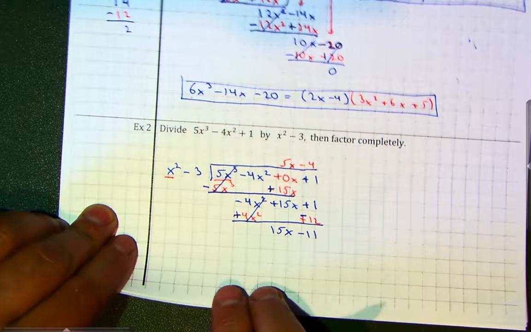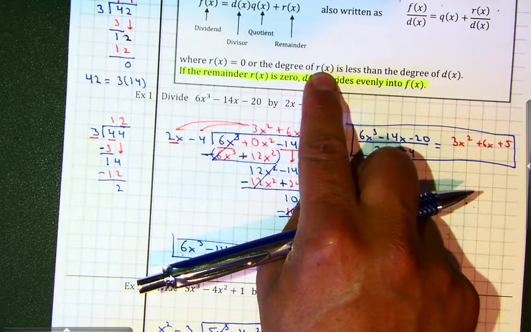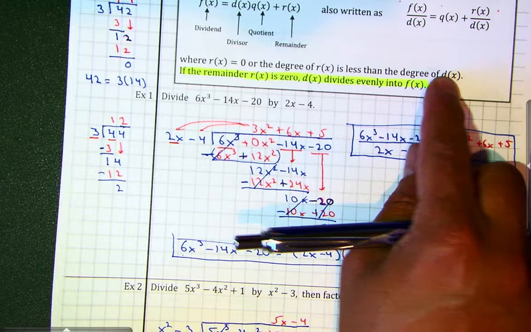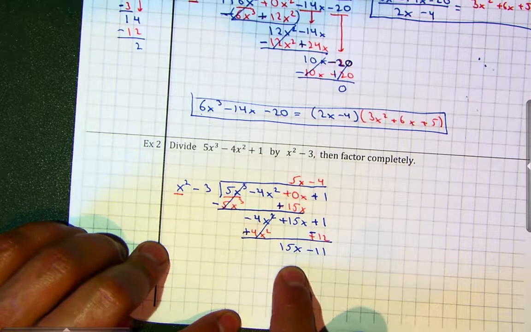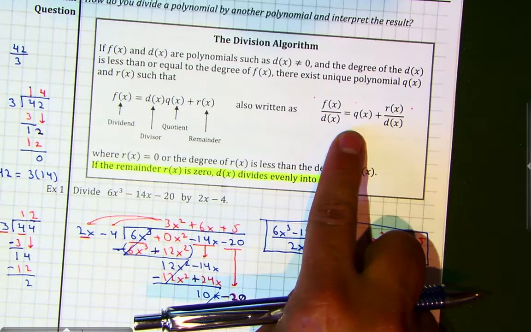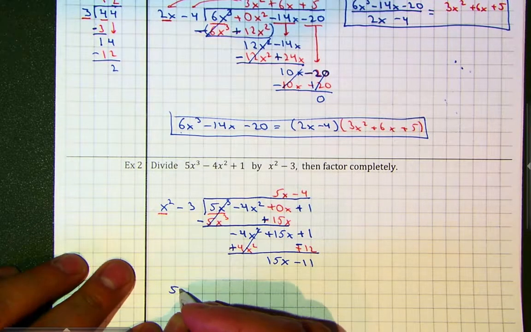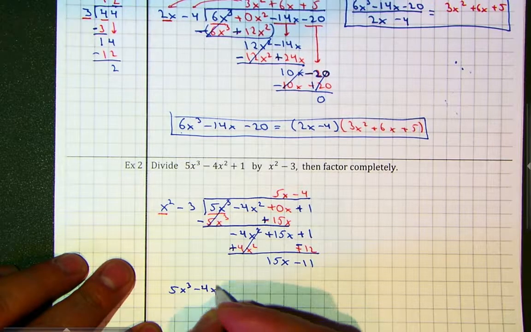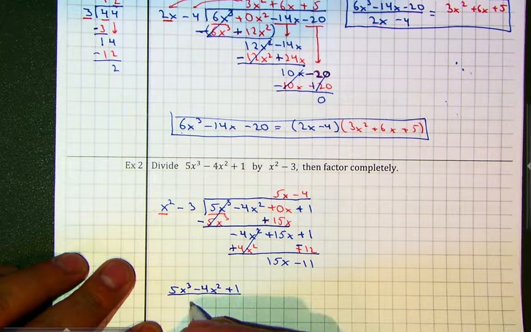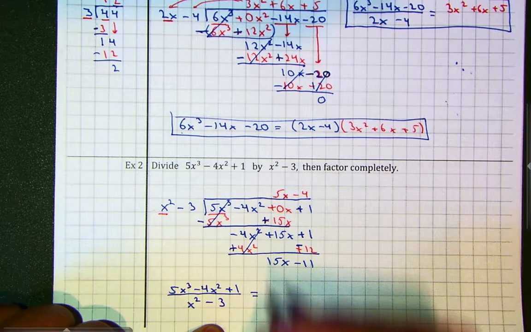And now, according to our rules, once the remainder has a smaller degree than your divisor, then we can stop, and that is the case in here. Your remainder has a smaller degree than your divisor. So now we can write down our answer in this form, which will be here. So therefore, 5x to the third minus 4x squared plus 1, once it's divided by x squared minus 3, that is going to be equal to 5x minus 4.